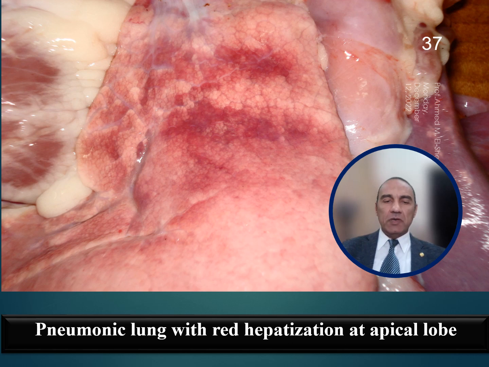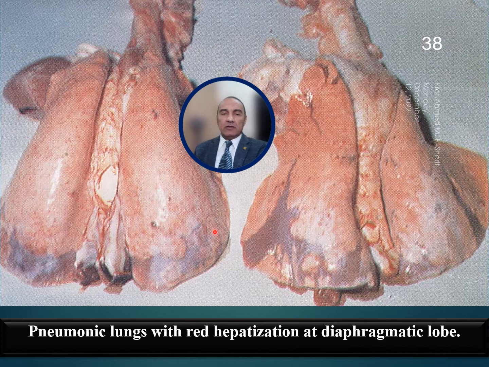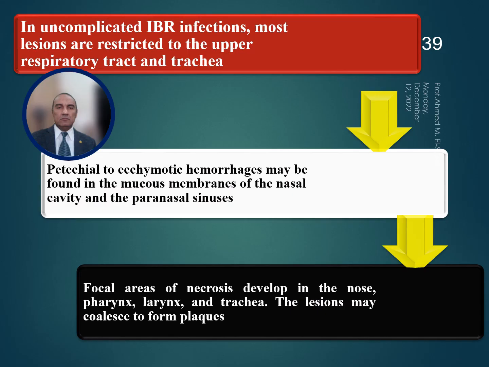A figure showing pneumonic lungs with red hepatization at the apical lobe of the lung. A figure showing pneumonic lungs with red hepatization at the diaphragmatic lobes due to infection with infectious bovine herpesvirus subtype 1.1. In uncomplicated IBR infections, most lesions are restricted to the upper respiratory tract and the trachea.